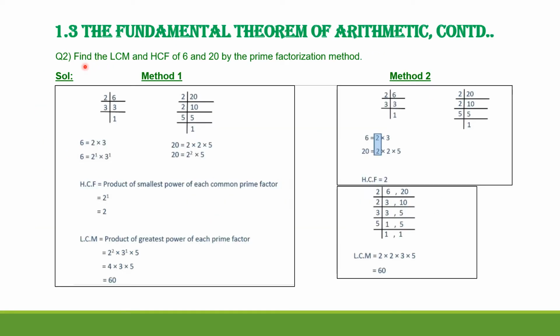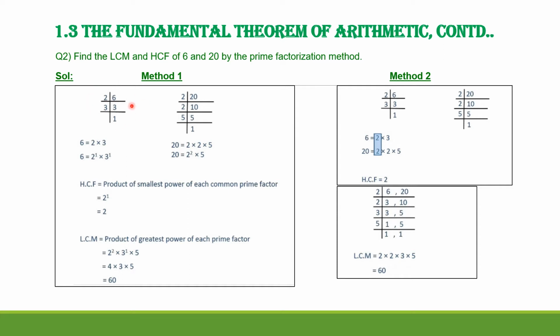Question 2. Here in question 2, we will find the LCM and HCF of two numbers with the help of the prime factorization method. There are two methods that I will explain going forward in the examples. You just see which method suits you best, which method you feel is easier for you to understand and recognize, and then you use the same method in your examinations. In this question, you have to find the LCM and HCF of 6 and 20.